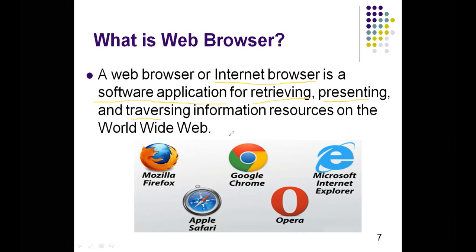Some popular web browser names you can see here: Mozilla Firefox, Google Chrome, Microsoft Internet Explorer, Apple Safari, and Opera Mini. Apple Safari is basically for Macintosh, Apple computers. Opera Mini is basically mobile based. Mozilla Firefox and Google Chrome, in most cases we use on our desktop or laptop. Like Chrome, you can find it on both laptop and desktop, as well as on mobile phones.